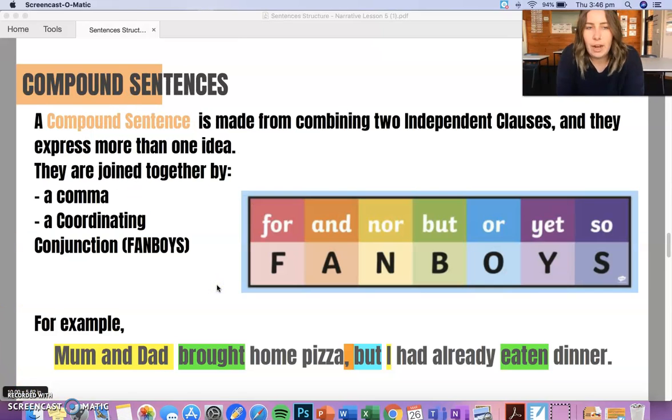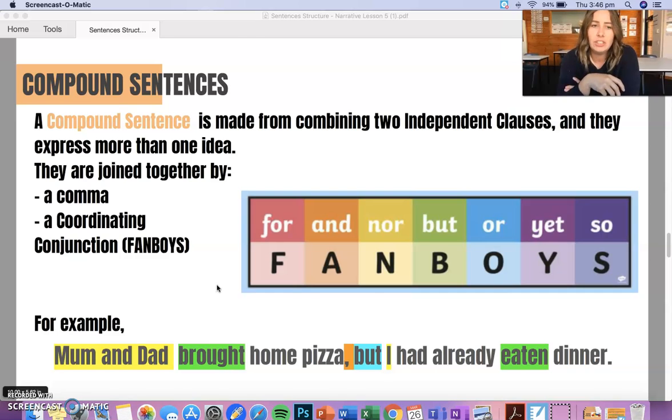Okay, so continuing on our work, we're going to have a look now at a compound sentence. And a compound sentence is when you actually combine 2 independent clauses together and they express more than one idea. Now, there's a couple of catches when you create a compound sentence. So the first one is that you have to connect the 2 independent clauses together using a comma.